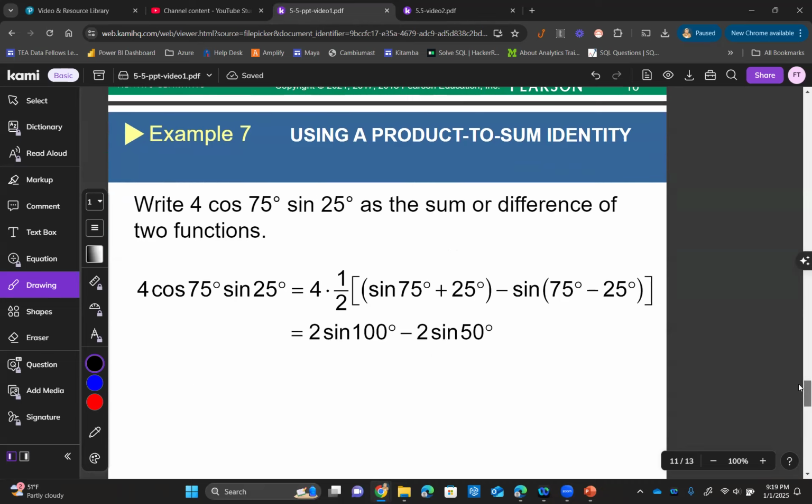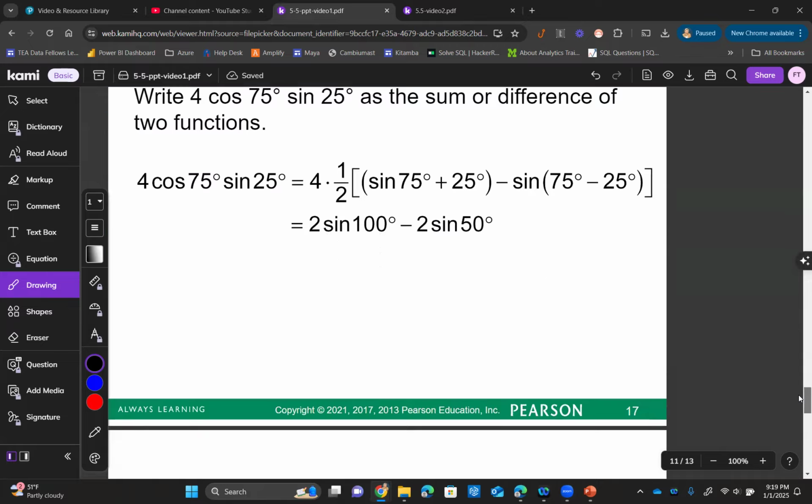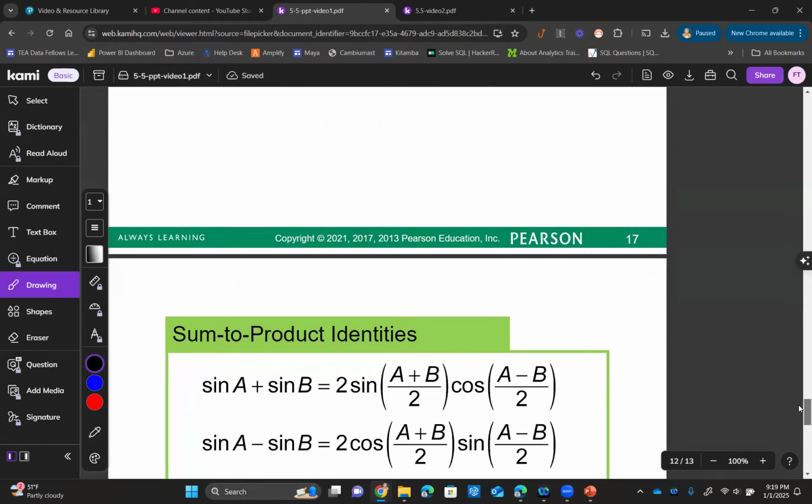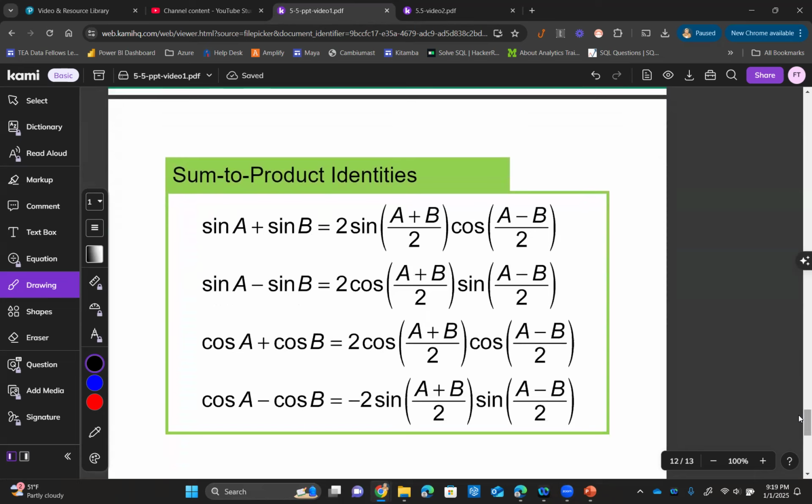And then 4 times 1/2 just gives you a 2. And when you distribute the 2 over the parentheses, the answer becomes 2 times sine 100 and 2 times sine 50 for this question. This lesson continues with sum to product identities.